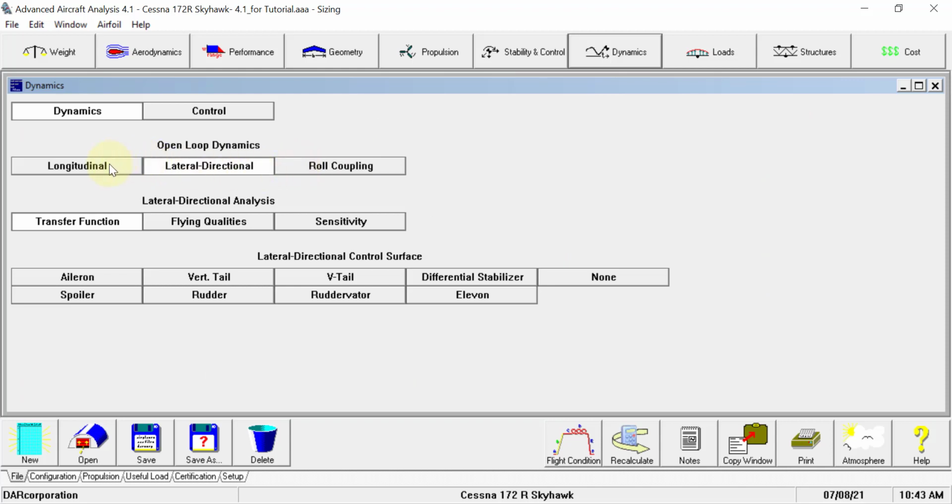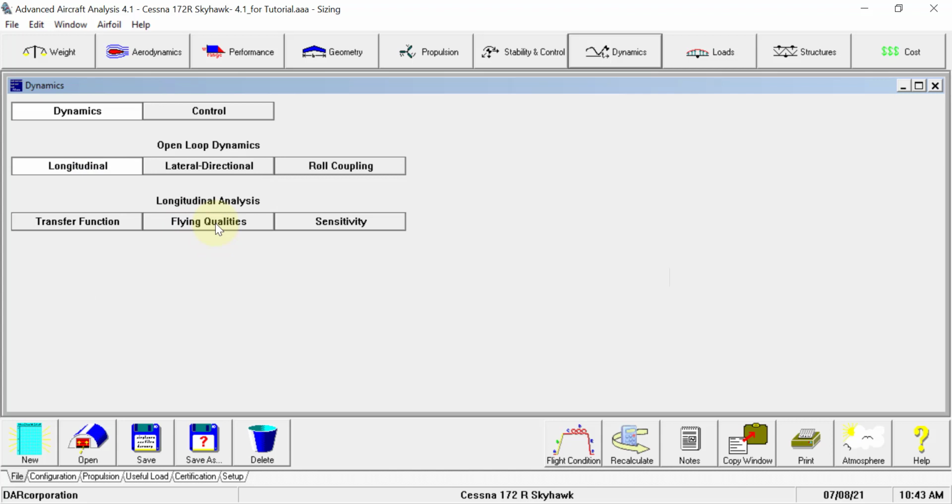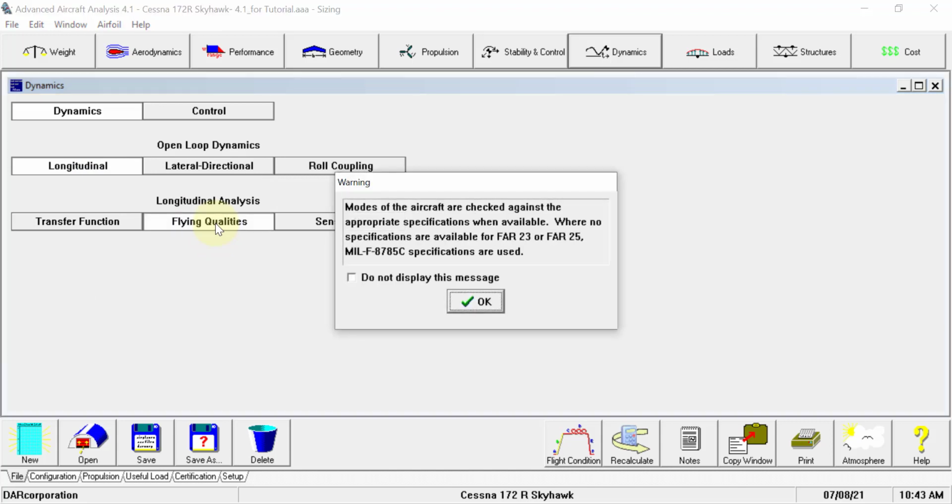Let's use this into flying qualities. So if we go to longitudinal, let's go to the longitudinal flying qualities first. You'll see here that modes of aircraft are checked against the specifications. If there's no FAR 23 or FAR 25 specifications, the military specifications are used.